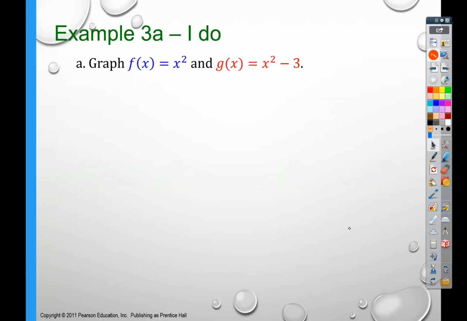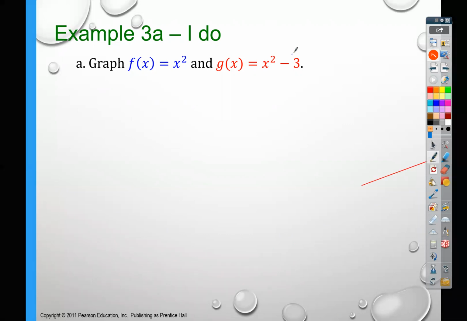Okay, so here's some examples. Graph f of x equals x squared and g of x equals x squared minus 3. And then you kind of need to know how they are different from each other. Well, I can tell you without graphing anything, this one is going to be 3 units down because it has minus 3 out to the side all by itself.